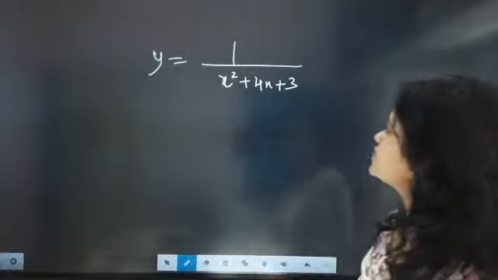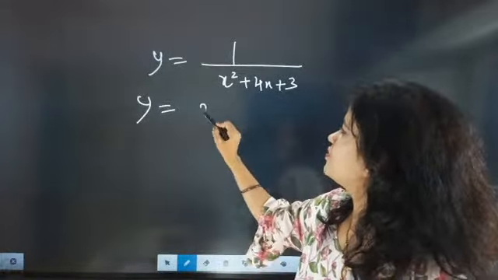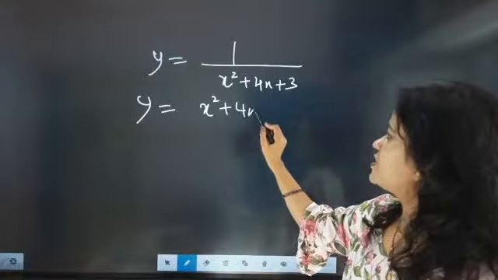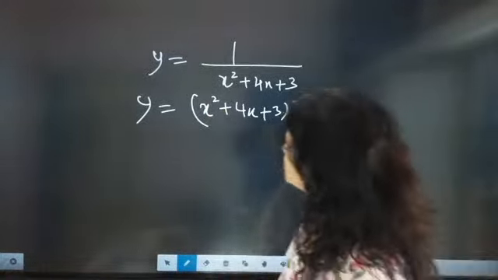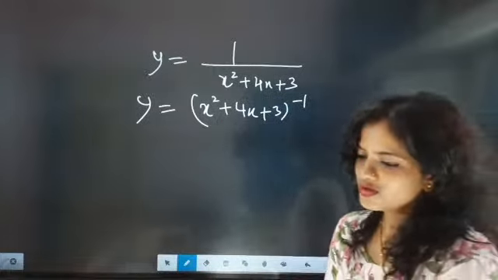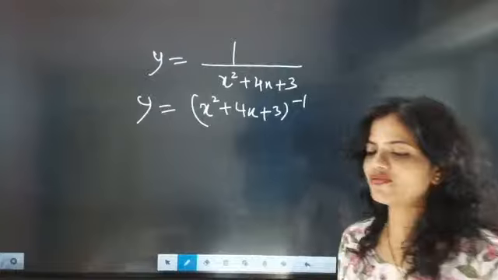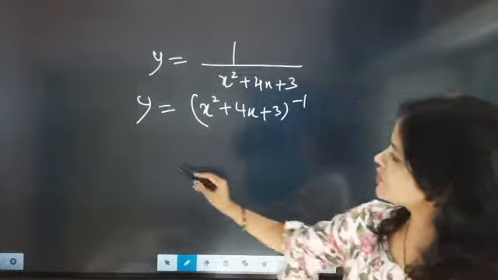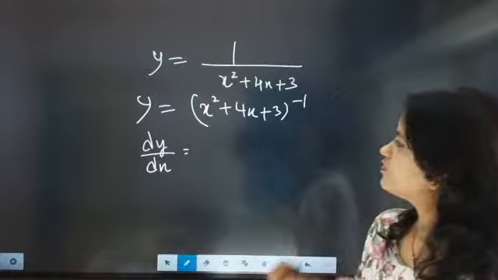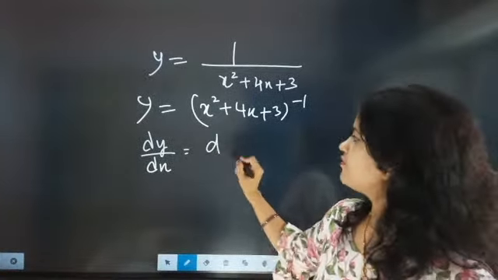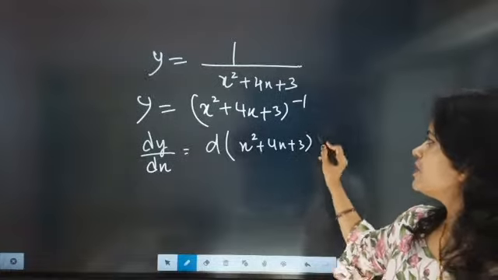Y will be equal to this much. First work will be y equals x square plus 4x plus 3 to the power minus 1. Mental pressure, how to solve this type of question. So x square plus 4x plus 3 to the power minus 1 came. Now play with this question. It will become dy by dx equals, first work is differentiation of x square plus 4x plus 3 to the power minus 1.